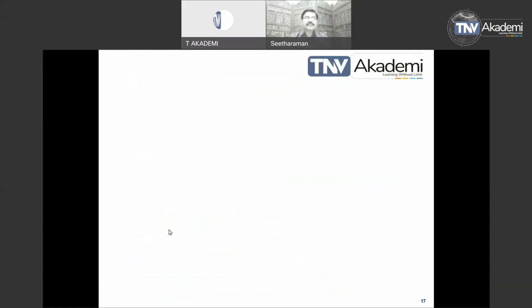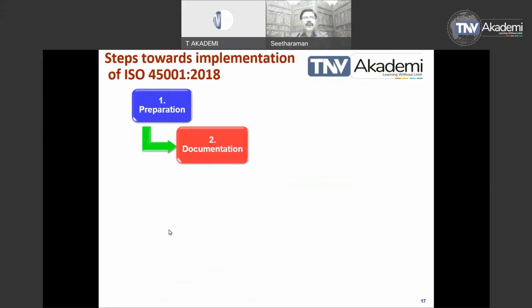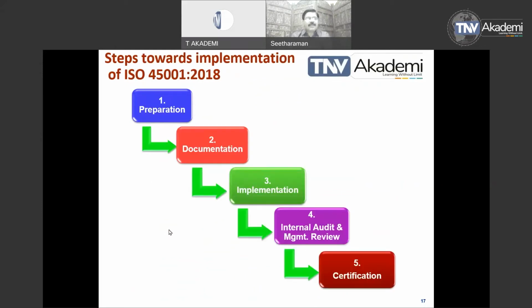Okay. So now we look at the steps towards implementing this ISO 45001:2018. Here again, there are 5 steps we have put together. We will go through it one by one. Preparation, basically preparing the organization to take this standard and establish it for implementation. Then there is a lot of documentation involved in the process. And then implementation phase, which is quite a long phase. I would say preparation should not take more than 20 days.